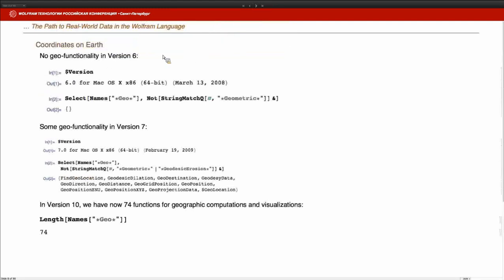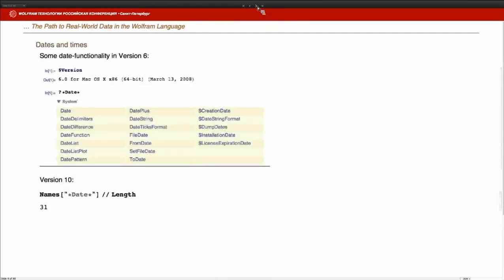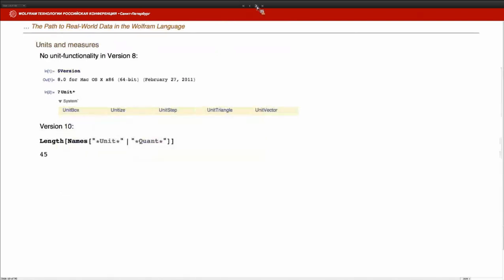Let's look at coordinates on Earth. In version 6, there was absolutely no functionality for doing anything about Earth. You see, there was not a single function that started with Geo and wasn't geometric. In version 7, we started with a few little things like GeoDestination, GeodesyData. Today we have nearly 75 different functions to deal with this. Dates and times: there was obviously some date functionality back in version 6, but it really wasn't much, and it wasn't particularly powerful and expressive. Today we have more than 30 functions to deal with dates.